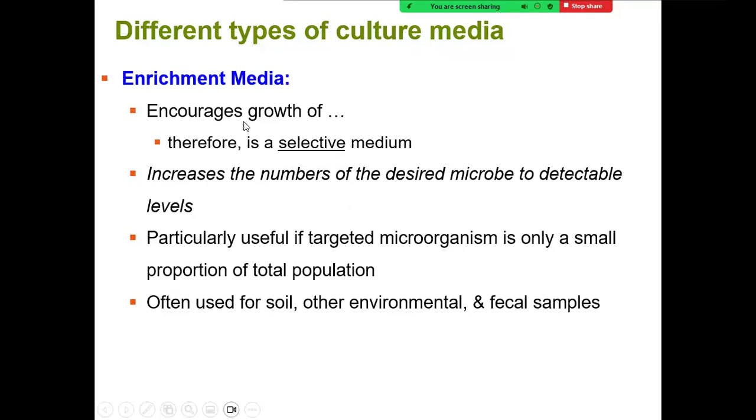Realize the enrichment media will not make the culture pure. It'll just increase the chance that the microorganism you streak out as a pure colony will be a microorganism of interest. An enrichment media is particularly useful if the targeted microorganism is only a small proportion of the total population, such as if you're looking for a microbe from the soil or some other environmental area where there are many different microbes growing, or you're looking for a pathogen in a fecal sample, and the fecal sample is going to have thousands of other microbes. You're not interested in the other thousands of microbes. You're only interested in the human pathogen.